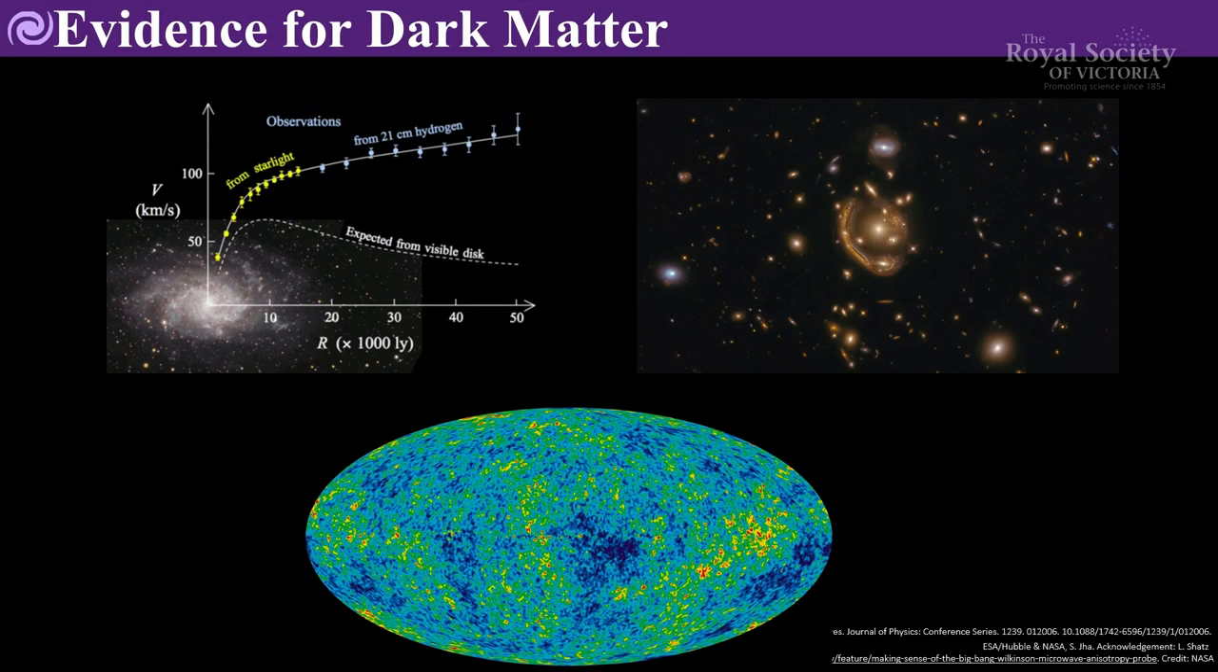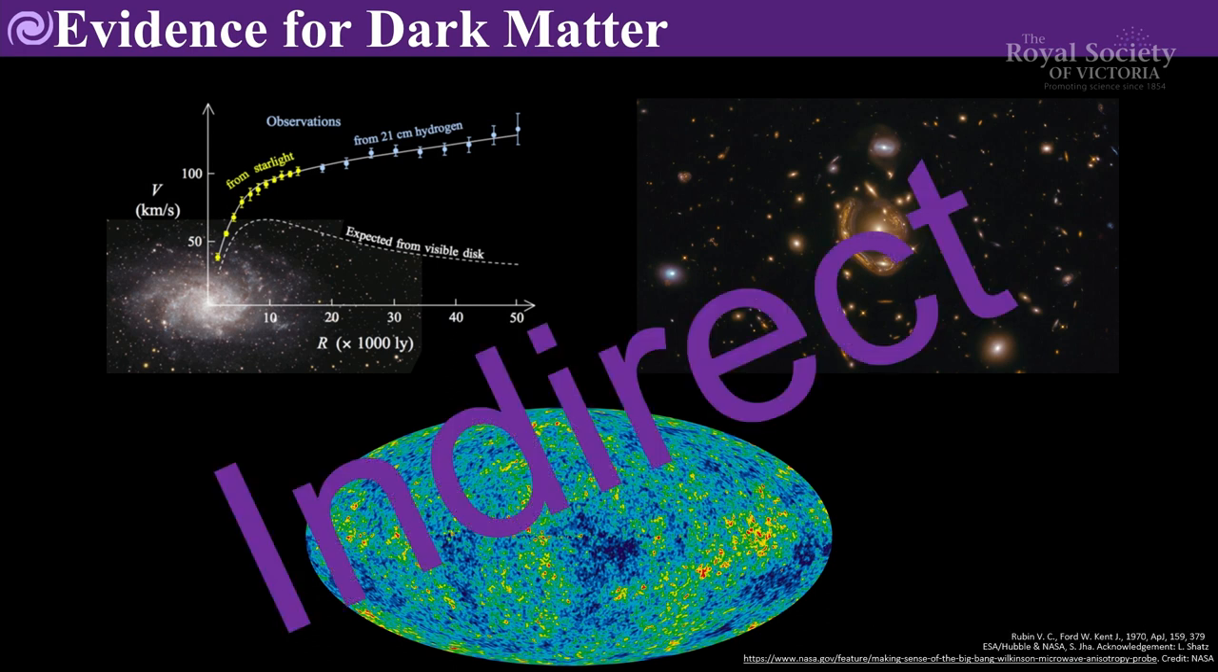There is actually a plethora of observational evidence for dark matter, from the rotational velocity curves of galaxies, to gravitational lensing, to the fluctuations in the cosmic microwave background. There is evidence everywhere that dark matter exists, but it's all indirect. That is to say, we're observing the effects that dark matter has on these processes and not dark matter itself.